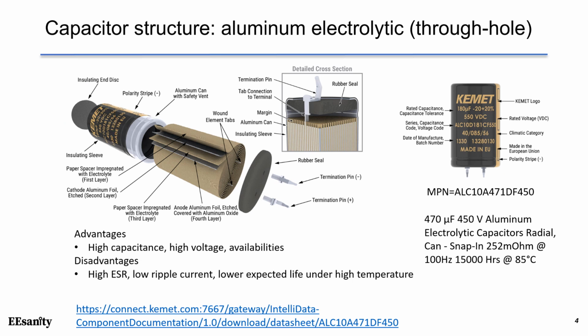For this particular capacitor, we have a 470 microfarad, 450 volt aluminum electrolytic capacitor, through-hole version with radial leads. It's also called snap-in terminal. ESR is 252 milliohm at a frequency of 100 Hz. Lifetime is 15,000 hours at 85 degrees C. Please refer to this link for more detailed information. Generally speaking, the advantages of aluminum electrolytic are high capacitance, high voltage, and good sourcing. Disadvantages are higher ESR, low ripple current, and low expected life under high temperature.